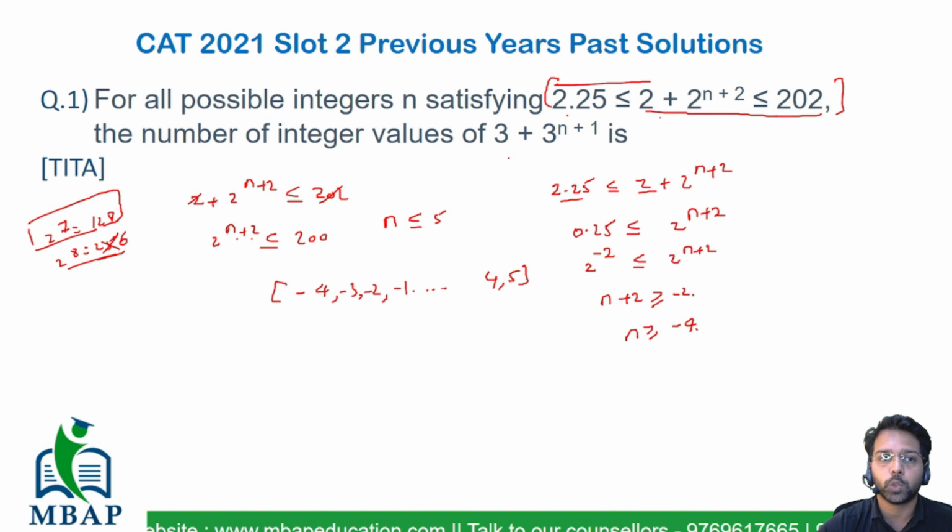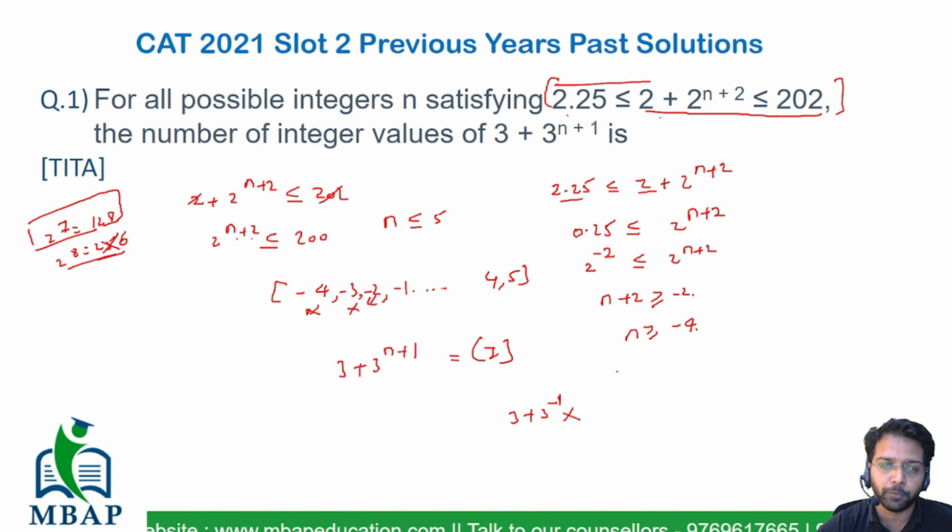Now these are the values which can be considered for the expression I am looking at, which is 3 plus 3 raised to n plus 1, but I want this to become an integer. For example, if I assume the value of n to be minus 2, it becomes 3 plus 3 raised to minus 2 plus 1, which is minus 1, so 3 plus 1 by 3, which will not be an integer. So if you eliminate those values which will not give you an integer value from the range of values of n you have got, you will see only those values.